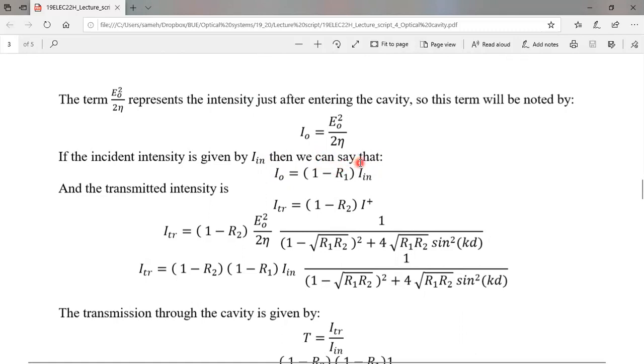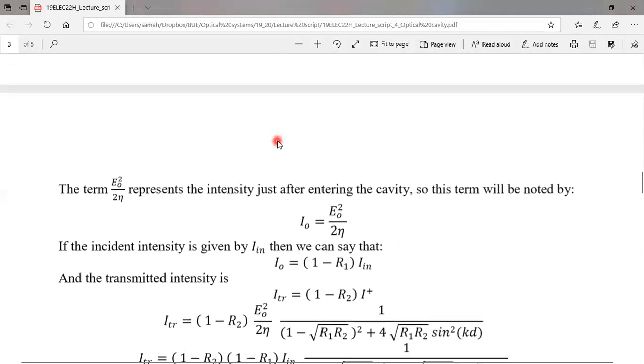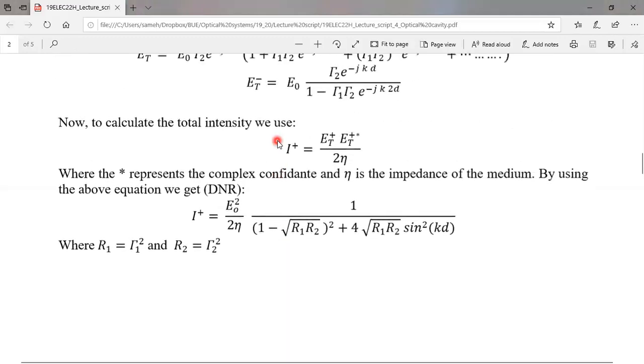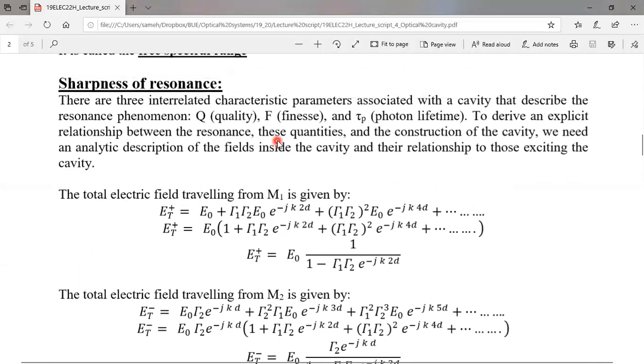Very perfect. Now, let's turn to another issue. What about the transmitted energy? What do you mean by transmitted? Let's now return to the cavity.